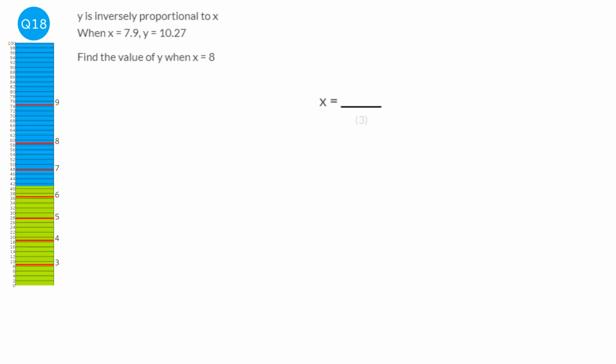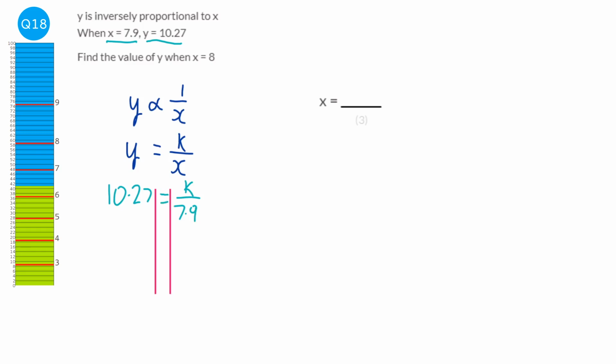We're told here that y is inversely proportional to x, so we put 1 over x because it's inversely, and inversely means it's going to be proportional to 1 over. I'm going to replace that proportionality sign with an equals, and to do that we need to multiply the right hand side by k, so it becomes k over x. And we're told that x is 7.9 when y is 10.27, so we're just going to substitute those both in so that we can find out what k is, what our constant is.